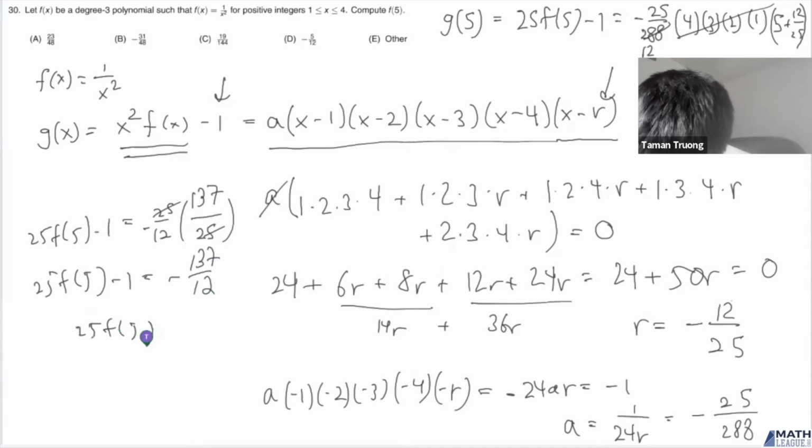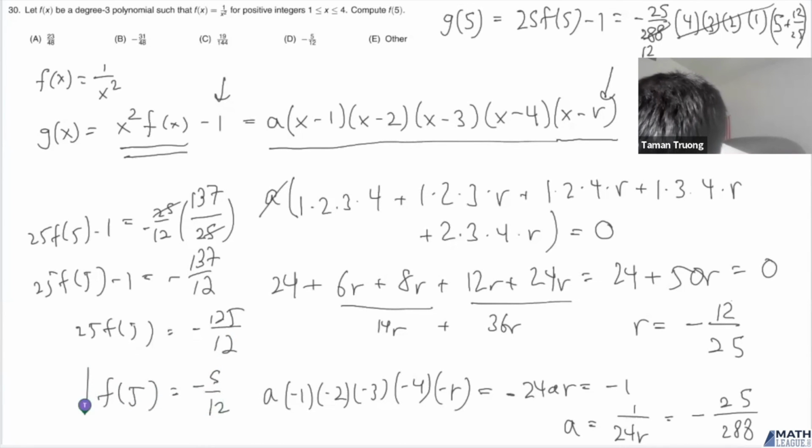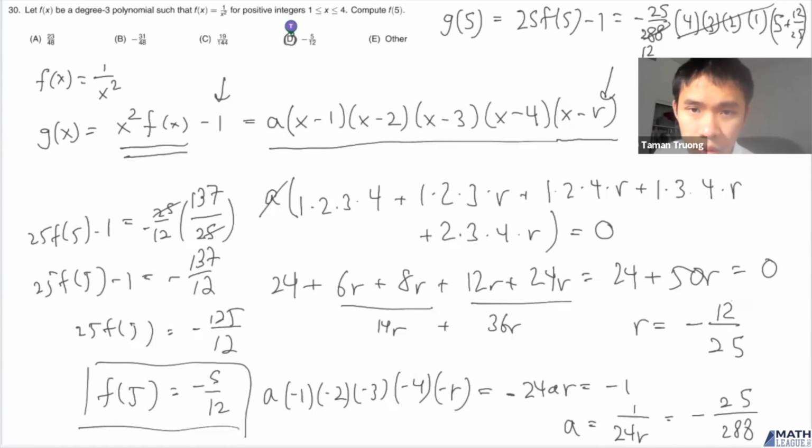25 f of 5 equals negative 125 over 12. And f of 5 is negative 5 over 12. This is answer choice D. And we're done.